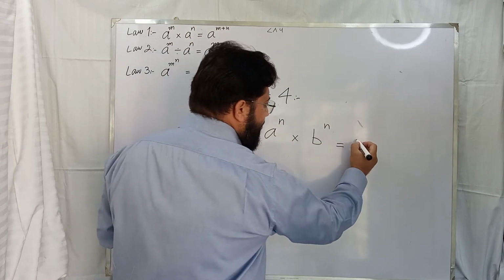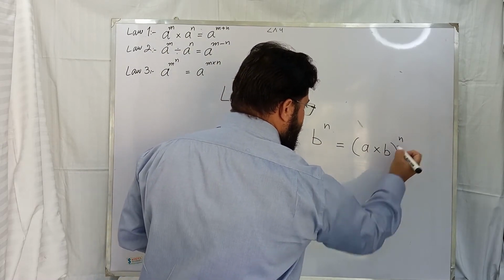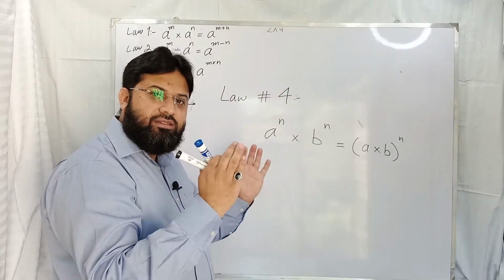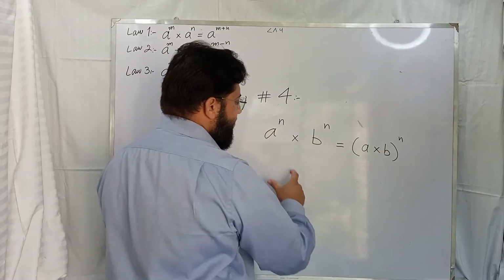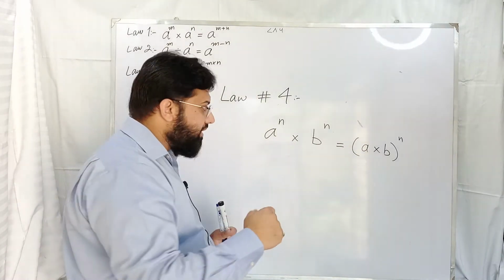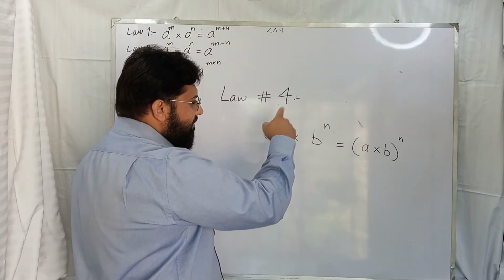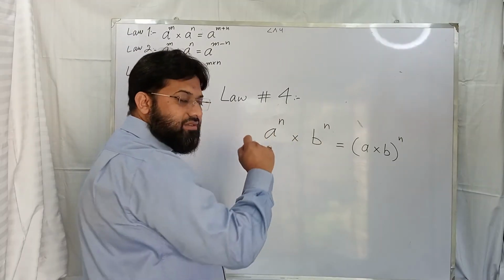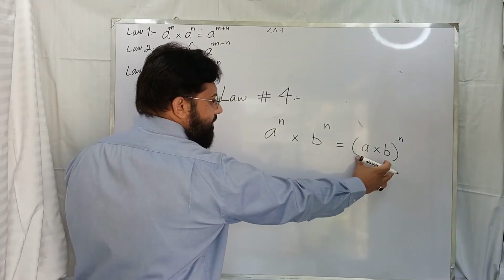So what will we do? We can combine them as a into b whole power n. You can say that individuals can be written in a composite or combined format. Their bases can be combined. So if a has power n and b also has power n, bases are different, powers are same, so bases can be written in a combined format.